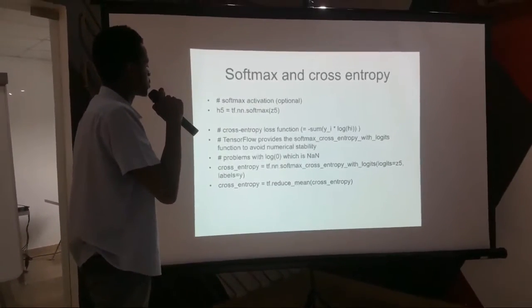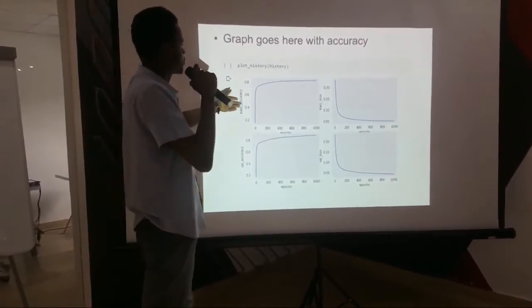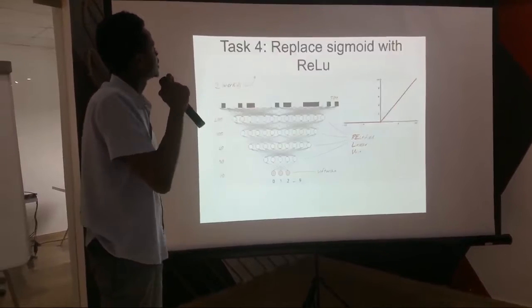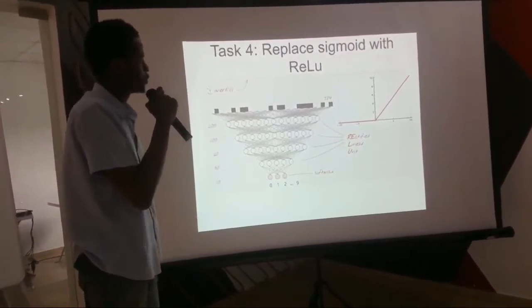Next slide. Softmax activation, then cross entropy. Next slide. Then we also plotted the graph that we got for this. And next slide. So the next thing was to replace the sigmoid function with ReLU.